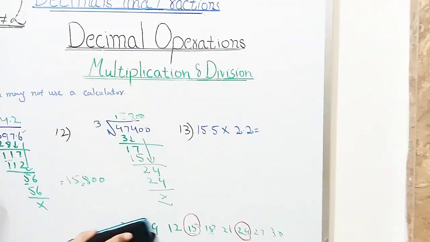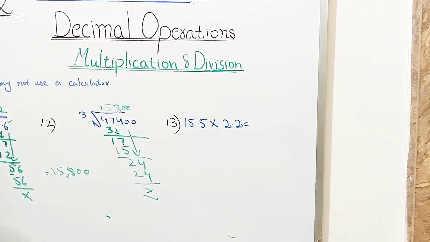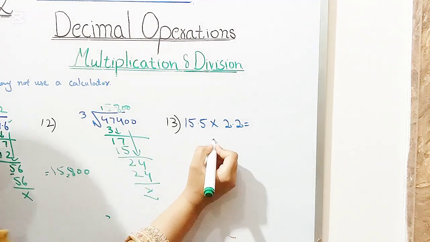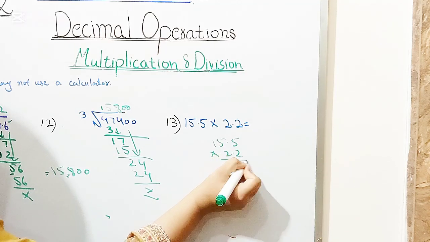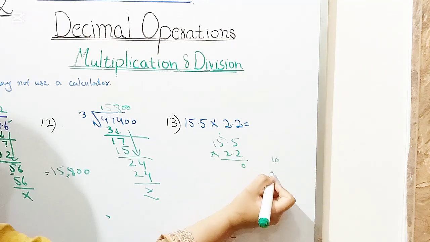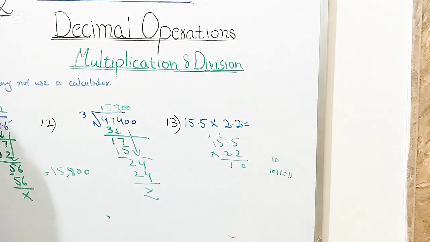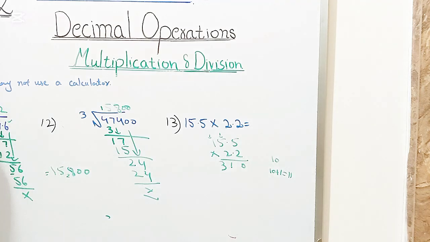I will wipe it so you can't be confused further. Okay, next, 15.5 multiplied by 2.2. Firstly, I ignore the decimal points. I multiply them as whole numbers. 5 2s are 10, I will place 0. 1 carries to the next value. 5 2s are 10, 10 plus 1, it will become 11. I will write 1, 1 carries to the next value. Okay, 2 1s are 2, 2 plus 1, it will become 3. Then 2 is the next number.